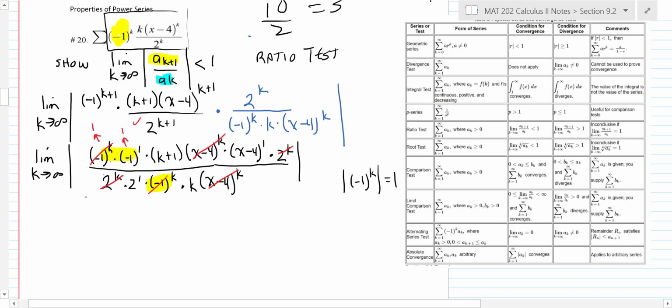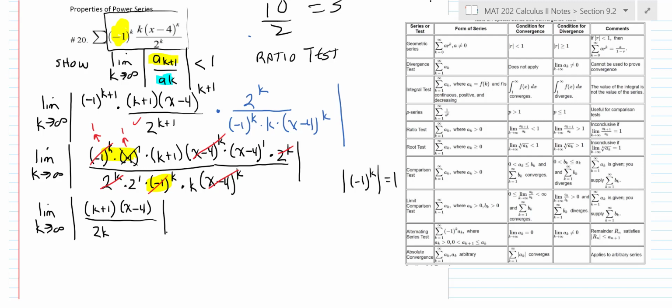So let's go ahead and write what we're left with. We have the limit as k goes to infinity, and in the numerator, you can just disregard that now because that's 1, because it's an absolute value. So it looks like we have k plus 1 times x minus 4 to the first. Then in the denominator, I have 2k, and I believe that's it. So I've done all the simplification I can. All right, let's pause there and tell me if you have anything that you don't understand so far.